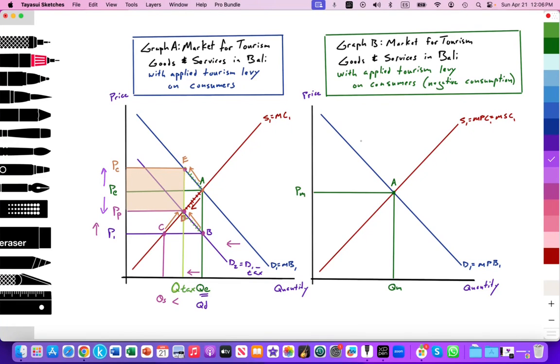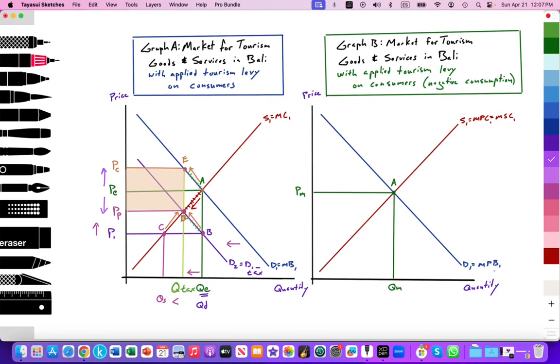Let's simplify this. So here we have graph B, market for tourism goods and services in Bali with the applied tourism levy on consumers as a negative consumption externality. Here we have our supply curve equal to our marginal private cost of production, which is equal to our marginal social cost of production. Providing goods and services to tourists is not generating a negative externality. It's coming from the demand side.